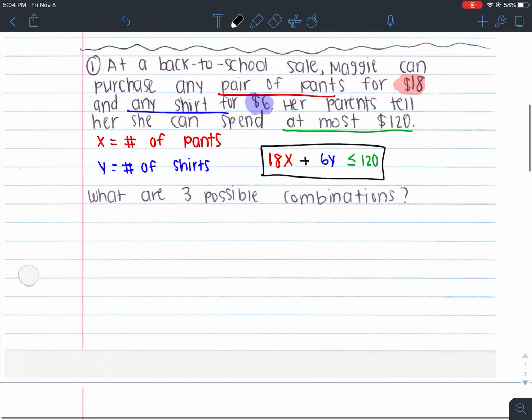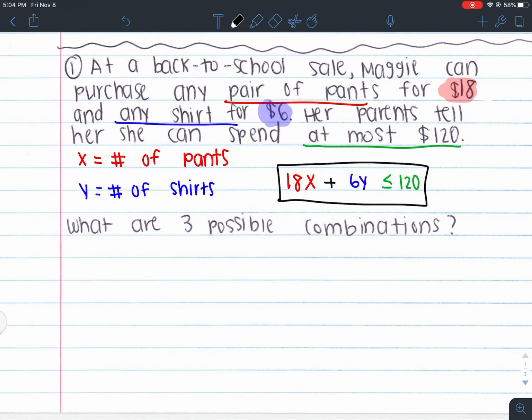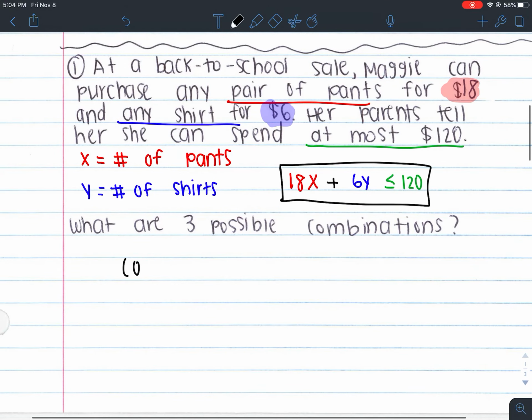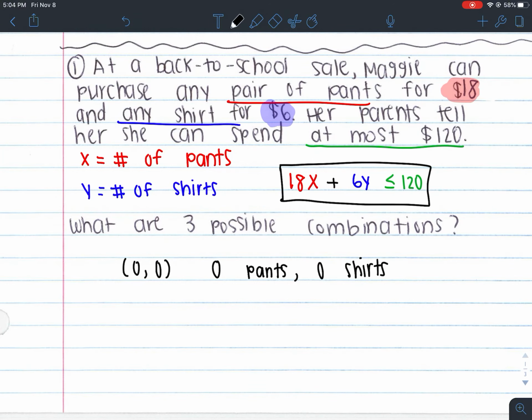Okay? Using this inequality, what are three possible combinations? When we're talking about possible combinations, it's basically asking what are some possible combinations of pants and shirts she could buy. Is it possible for her to buy 0 shirts and 0 pants? Yes, because that's still less than $120. So the point (0, 0), which means 0 pants and 0 shirts, I'm sorry, X is pants. So she could buy 0 of both.